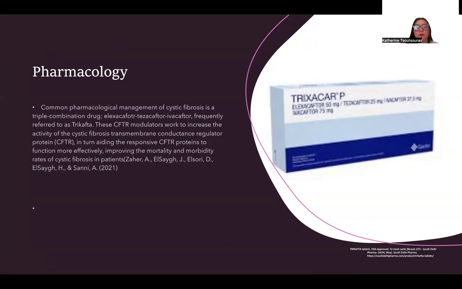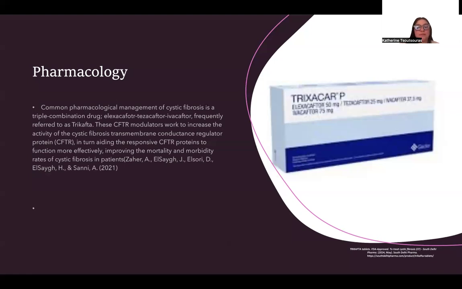When examining further, elexacaftor and tezacaftor work in union to improve the cellular processing and trafficking, allowing for greater CFTR proteins to rise to the cell surface. Ivacaftor enhances the channel gating of the CFTR protein at the cell surface.